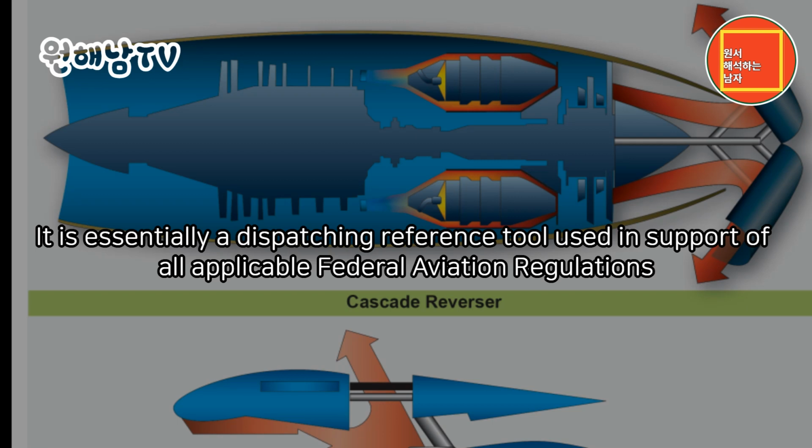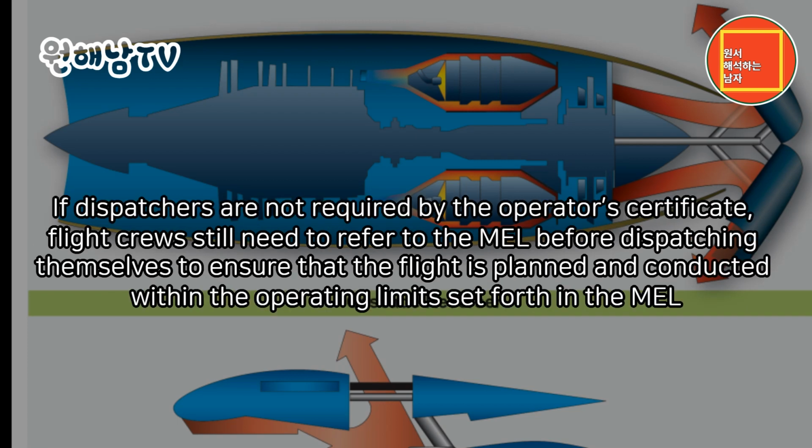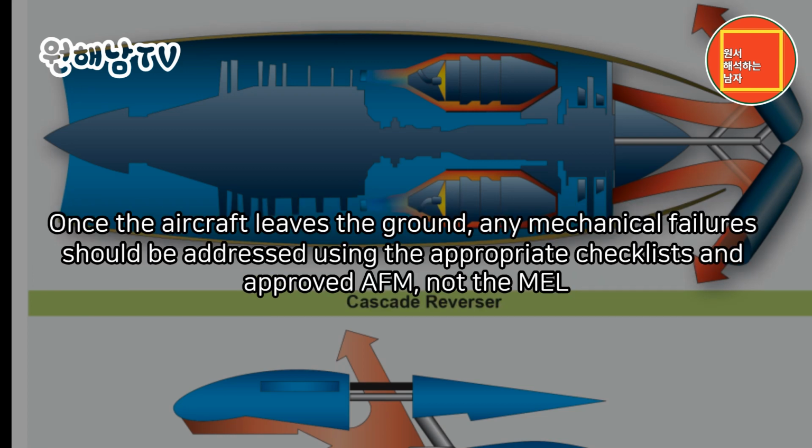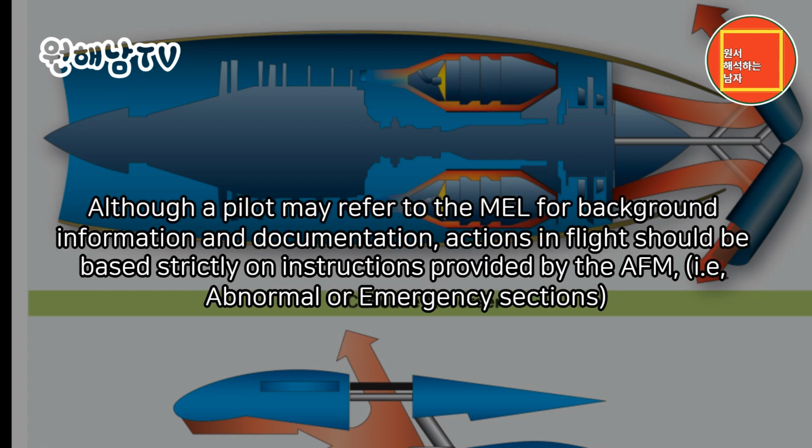It is essentially a dispatching reference tool used in support of all applicable federal aviation regulations. If dispatchers are not required by the operator's certificate, flight crews still need to refer to the MEL before dispatching themselves to ensure that the flight is planned and conducted within the operating limits set forth in the MEL. Once the aircraft leaves the ground, any mechanical failures should be addressed using the appropriate checklists in the approved AFM, not the MEL. Although a pilot may refer to the MEL for background information and documentation, actions in flight should be based strictly on instructions provided by the AFM, i.e., abnormal or emergency sections.